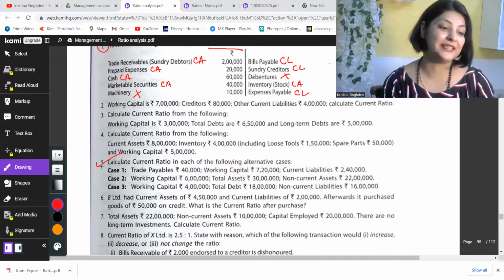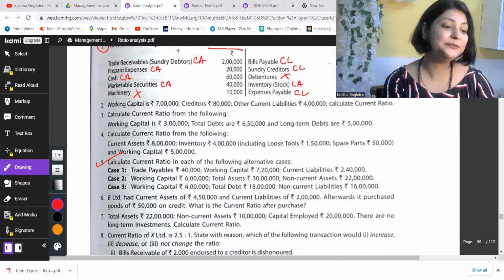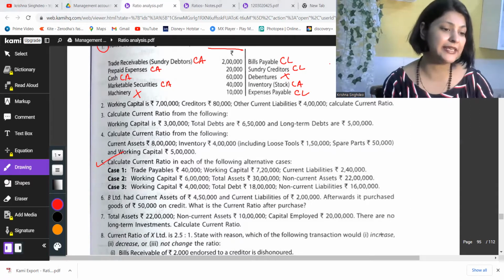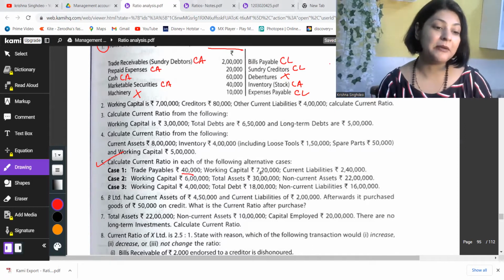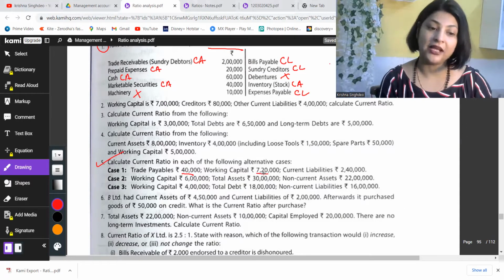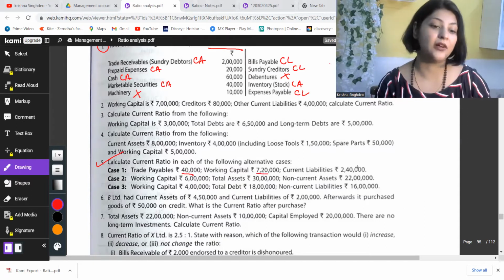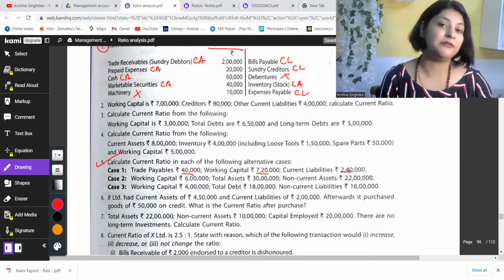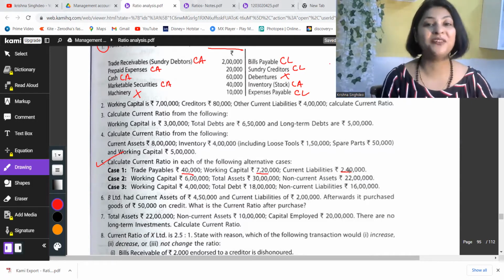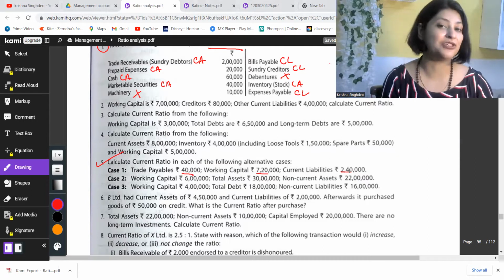So let us read the first case. The first case is: trade payable is given to you as 40,000. Now remember that trade payable is part of our current liabilities. Working capital is given to you as 7,20,000 and current liabilities is also given as 2,40,000. Now students, remember this, always they will do like this with you to confuse you. Some additional information is given.